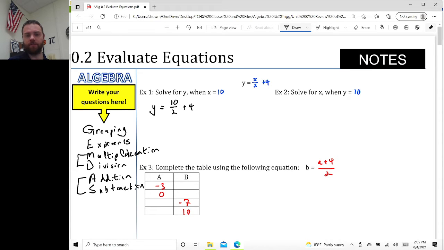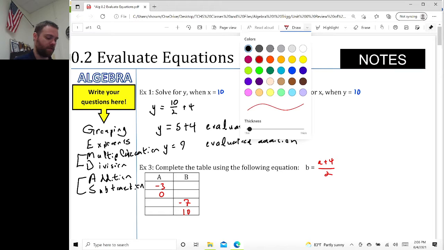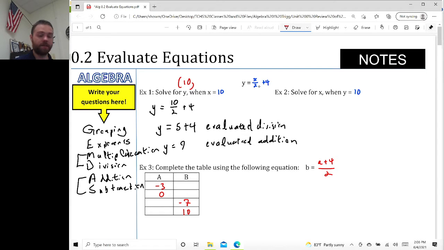So what we see first is division. 10 divided by 2 is going to be 5. So I've got y equals 5 plus 4. And then 5 plus 4 is 9, and that's the addition step. So this was evaluated division, and then evaluated addition. So what we have here is a coordinate pair. We plugged in 10. When x equals 10 on this line, we get that y equals 9. That's important to note, so you know a coordinate on that line.